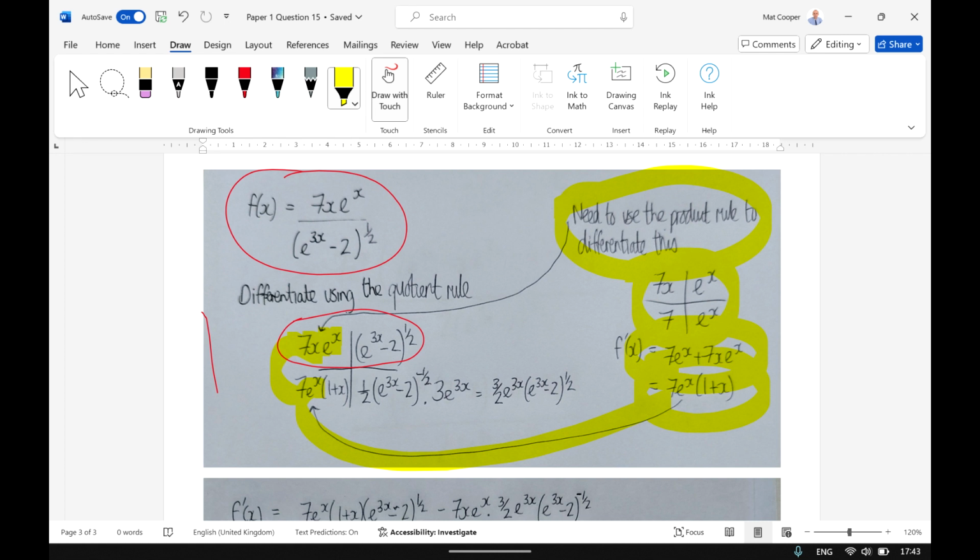So I've 7x e to the x is my u, and I've differentiated that. Over here I've got my v, which is a bracket. So I multiply by the bracket, multiply by the power, reduce the power by 1, and then multiply by what I get when I differentiate the bracket, which is where this comes from. And a half times 3 is 3/2, so I've drawn it like that.